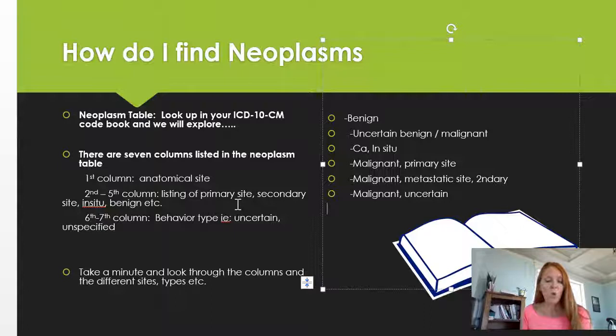So you always want to verify the code in the tabular list, even if it doesn't require an extra digit. So if it doesn't have the hyphen behind it, you still always verify your code to make sure that code's complete, that it matches your scenario, that there's not include and exclude notes.